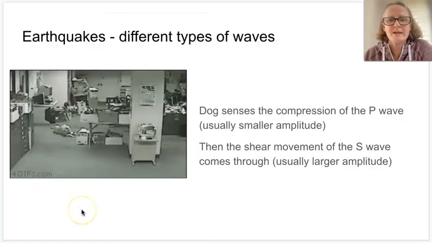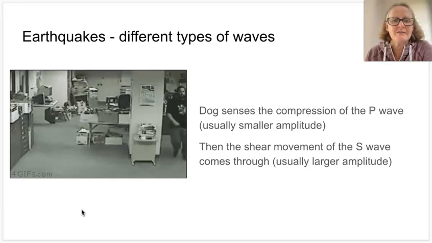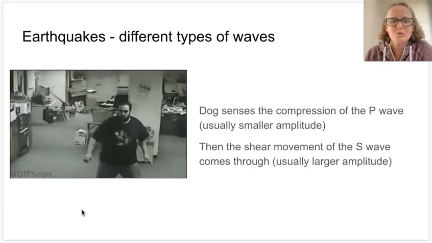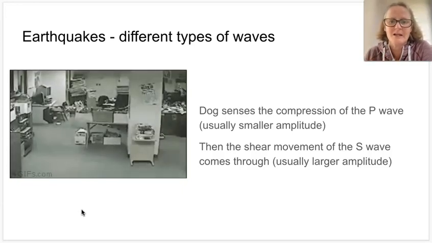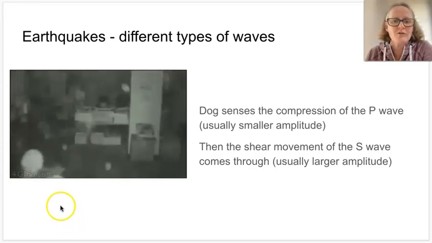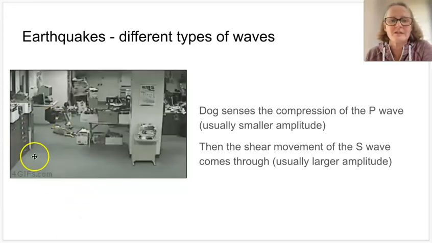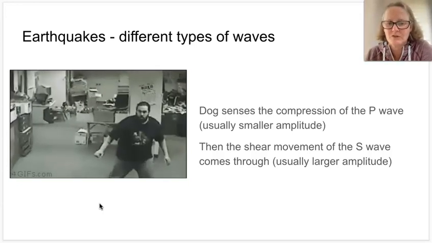So we can have earthquakes sending their energy through the ground using different types of wave. And in this little clip here, we'll see at the very beginning of the clip, the dog that's sitting on the floor over on the left senses the first wave coming through. That's a compression wave or a longitudinal wave called the P wave. It's very small amplitude usually, so people don't always feel that one.